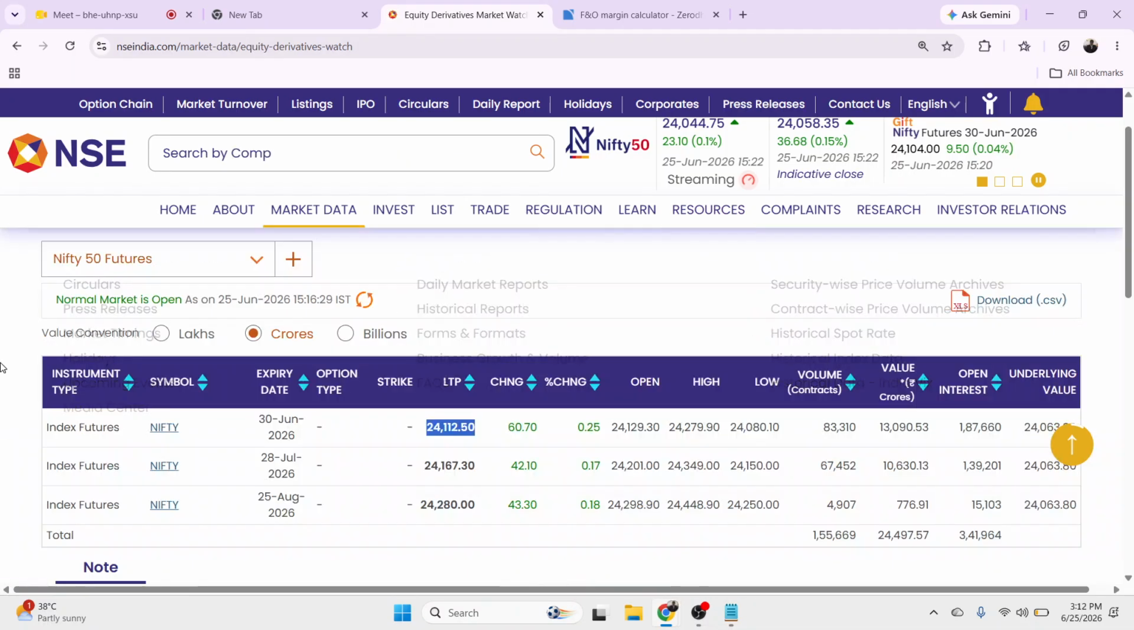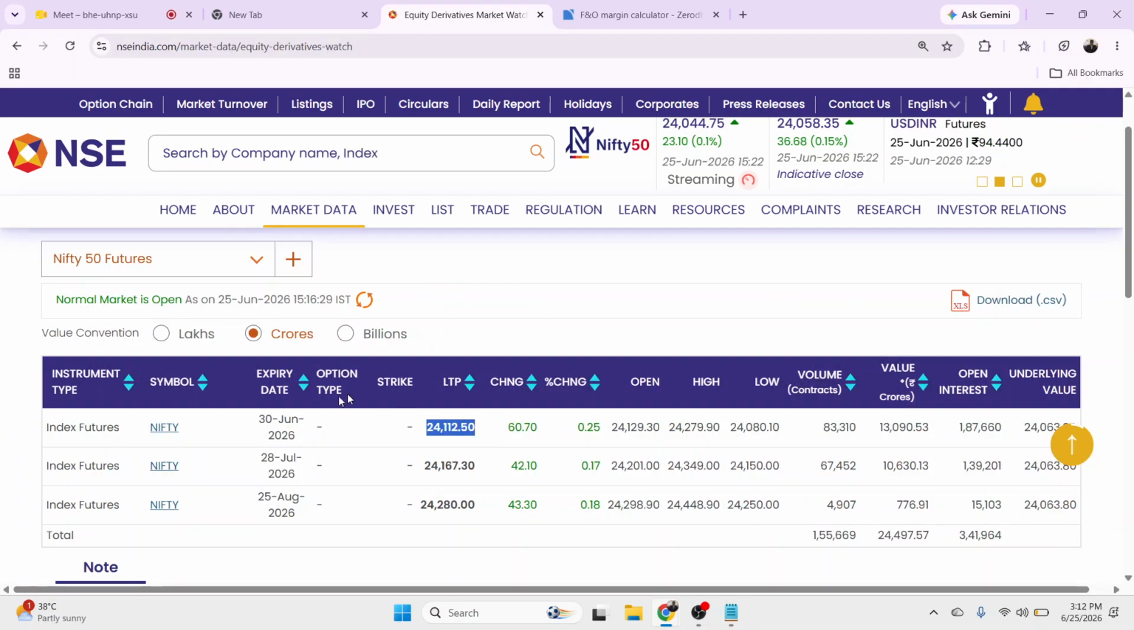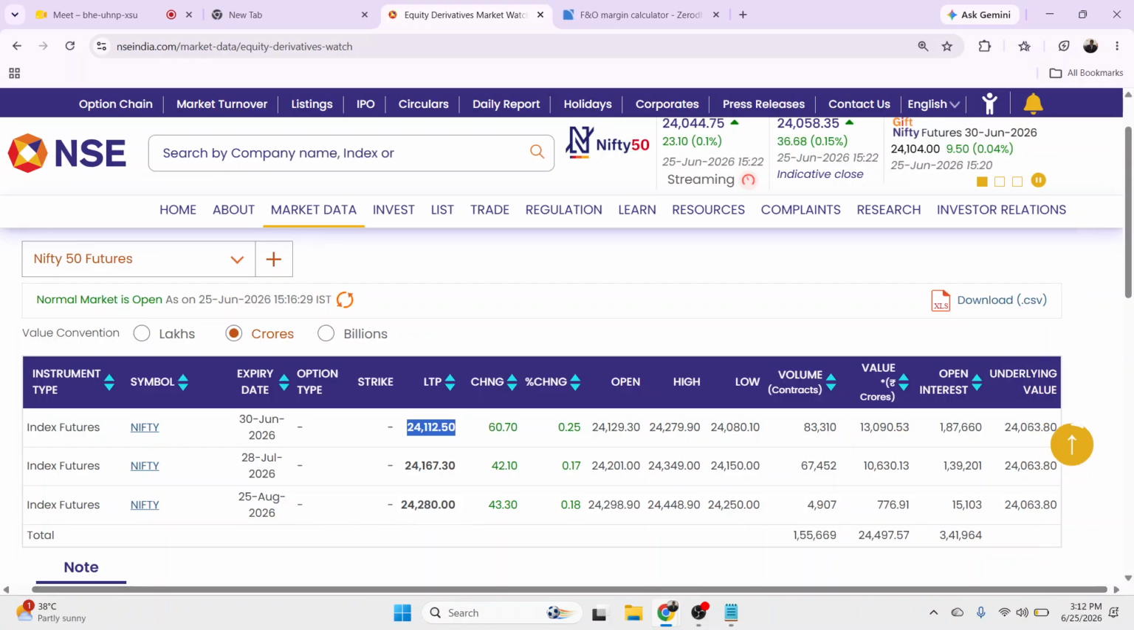Now we can see the different kinds of data available. This is the expiry date, this is the LTP, this is the change in the price, this is the open price, high price, and low price. The market is not closed right now; there are still 15 minutes. Now this is the contract volume, contract value, and open interest of these contracts, and this is the underlying asset. The underlying value is this. This is the spot price you can see, and the LTP is this.